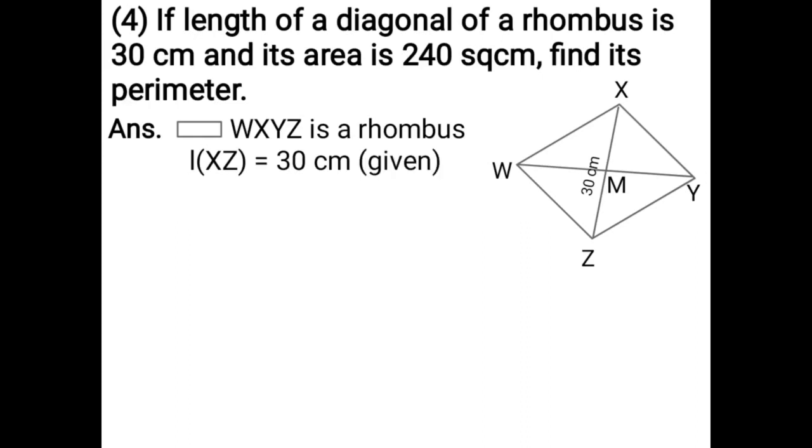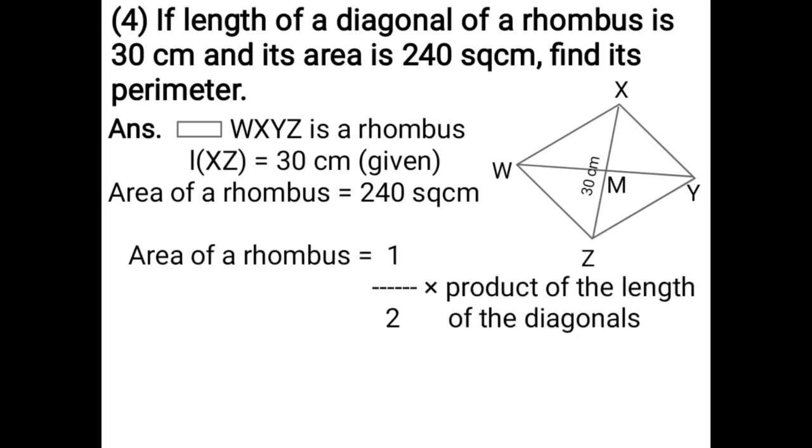In bracket you have to write given. Area of a rhombus is given 240 square centimeter. You have to use the formula of area of a rhombus if you are finding length of other diagonal of a rhombus. The formula of area of a rhombus is half into product of the length of the diagonals. That is, area of a rhombus 240 is equal to half into length of one diagonal of a rhombus is 30 into length of other diagonal of a rhombus is length of WY.